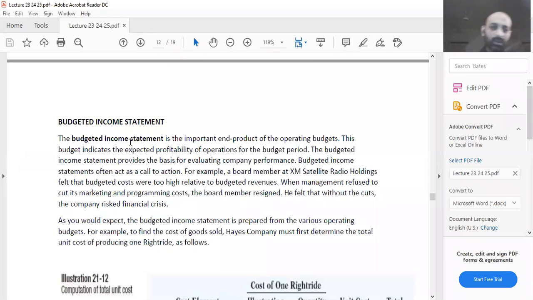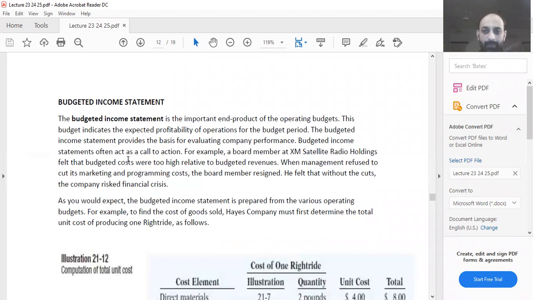Now, how do we make the budgeted income statement? The budgeted income statement is the important end product of the operating budget. So once you have made all the operating budgets, then you come to the end part, which is making the budgeted income statement. This budget indicates the expected profitability of operations for the budget period. The budgeted income statement provides the basis for evaluating company performance. Budgeted income statements often act as a call to action.